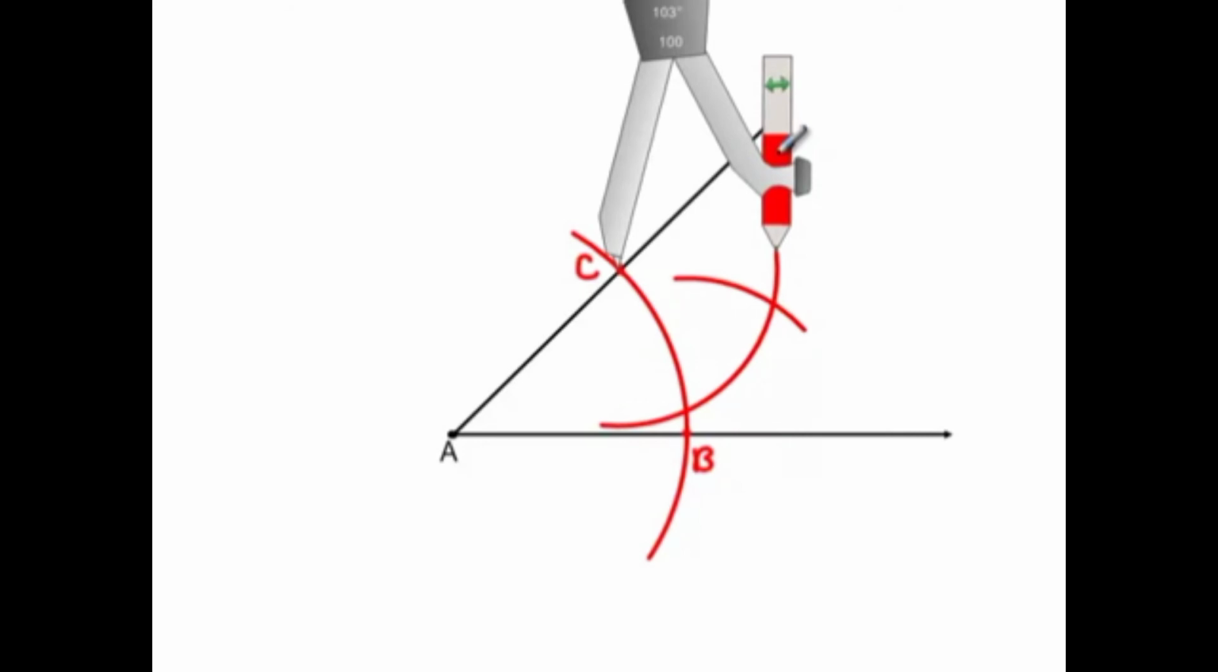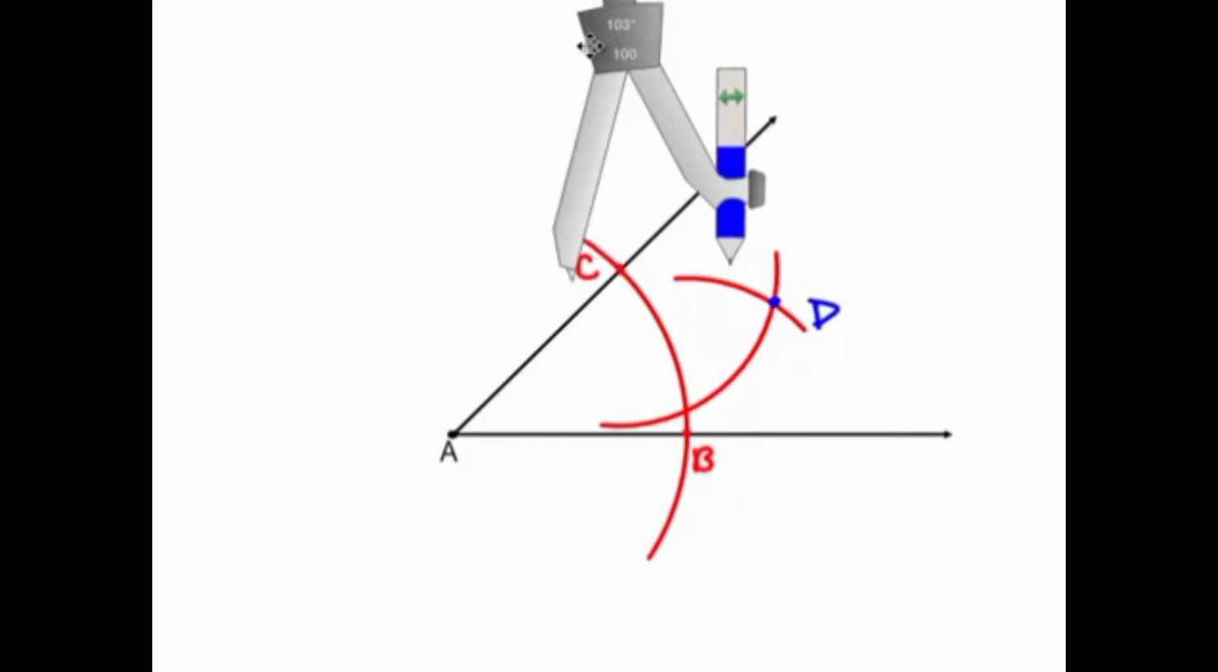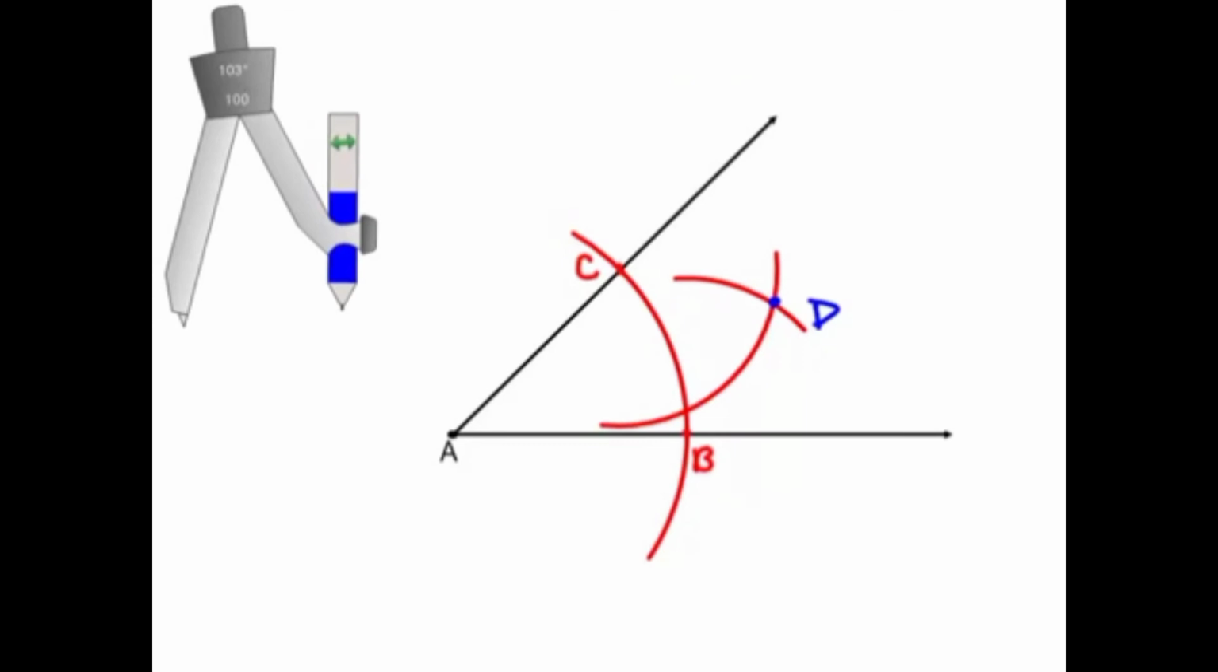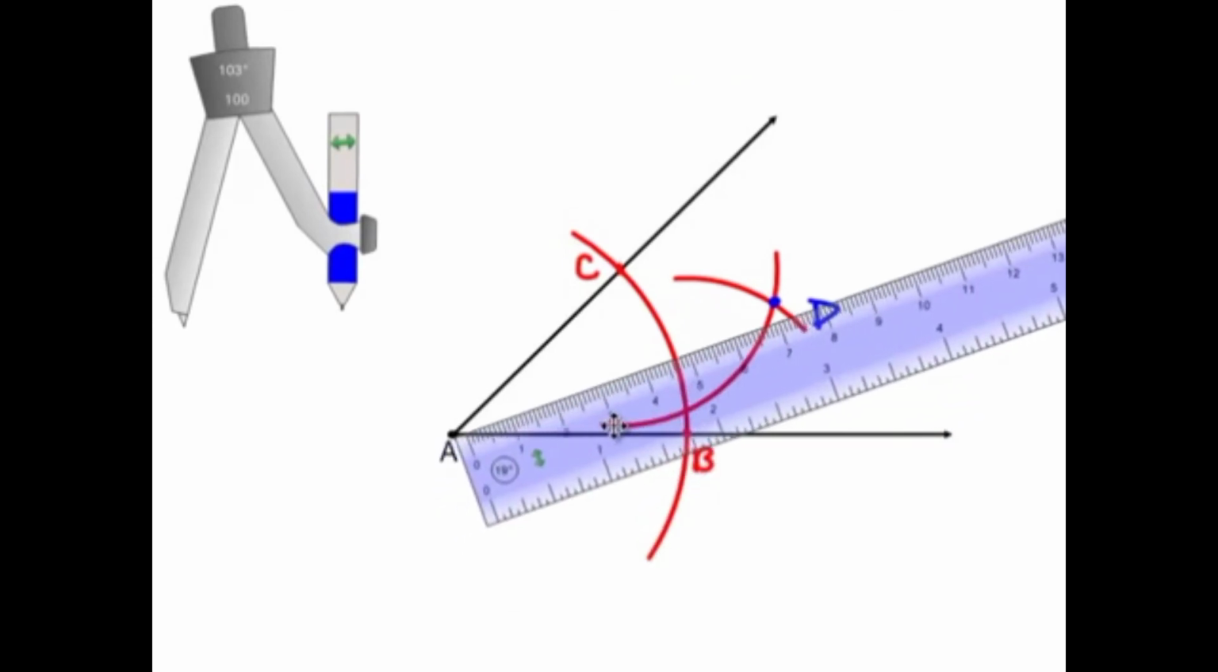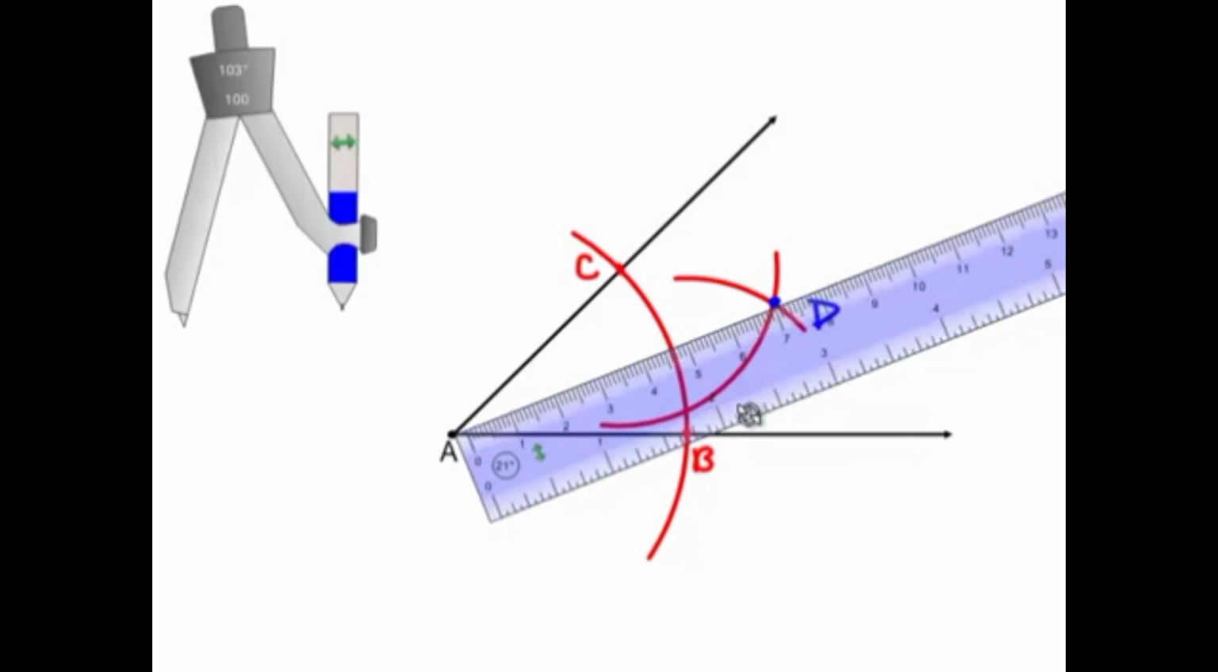The intersection of those two arcs will be a point on the angle bisector. So let's label that point D. Then taking your straight edge, place your straight edge such that you make a line that goes through points A and D.